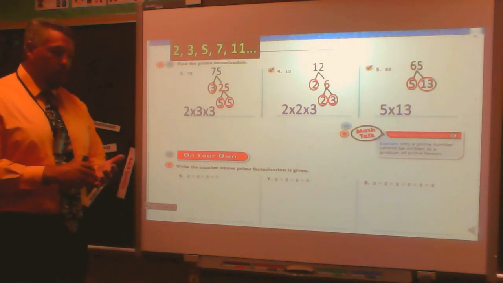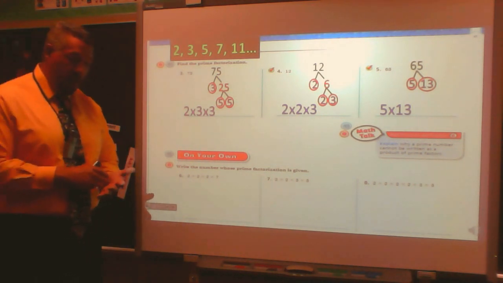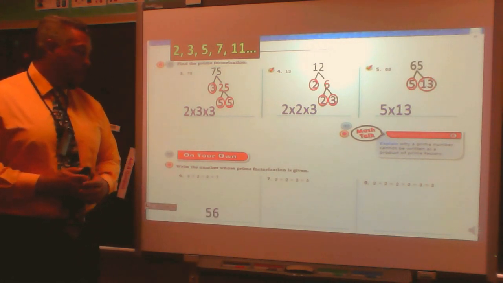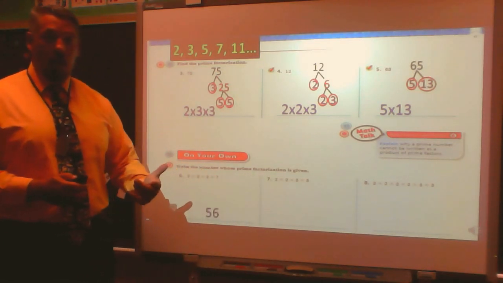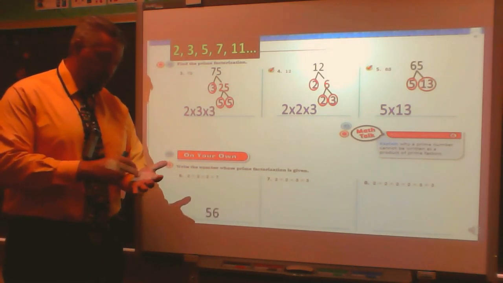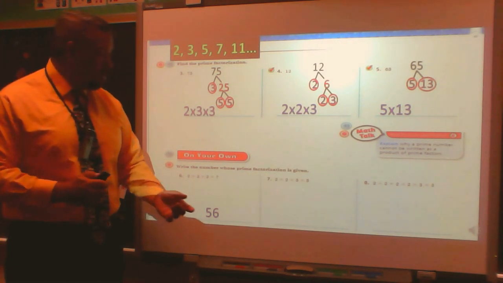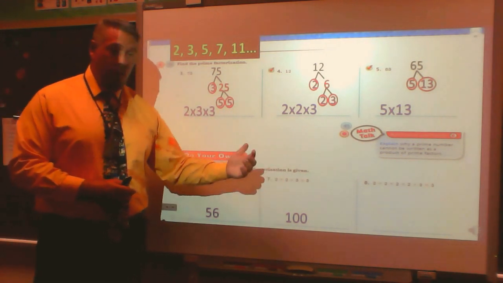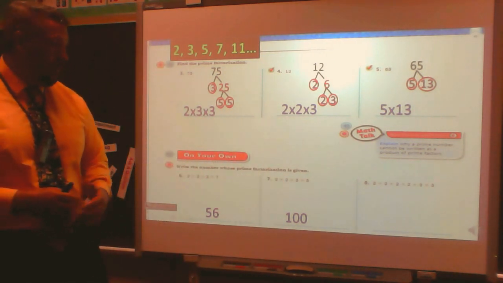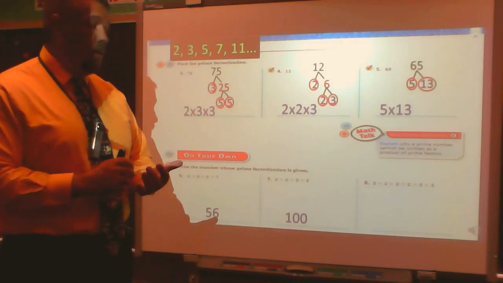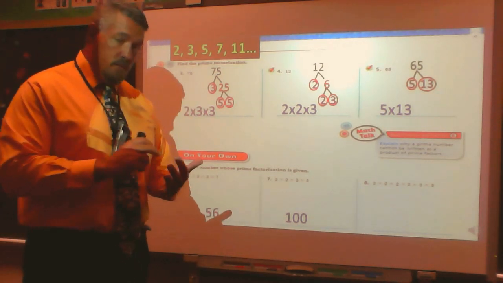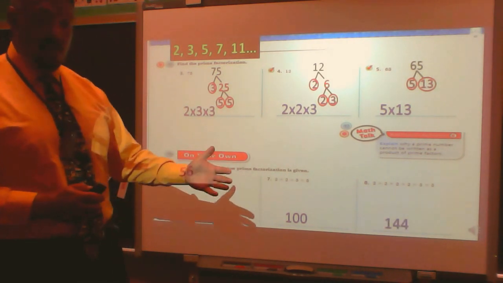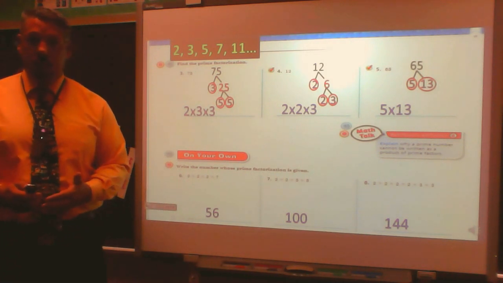Type it in as 2 times 2 times 2 times 7 equals, and you're going to see that it's equal to 56. Then I go to 7 and I type it into my handy-dandy calculator. 2 times 2 times 5 times 5 equals, and I'm going to get 100. So the prime factorization of 100 is 2 times 2 times 5 times 5. And then on number 8, I take 2 times 2 times 2 times 2 times 3 equals, and I'm going to see that that's 144.